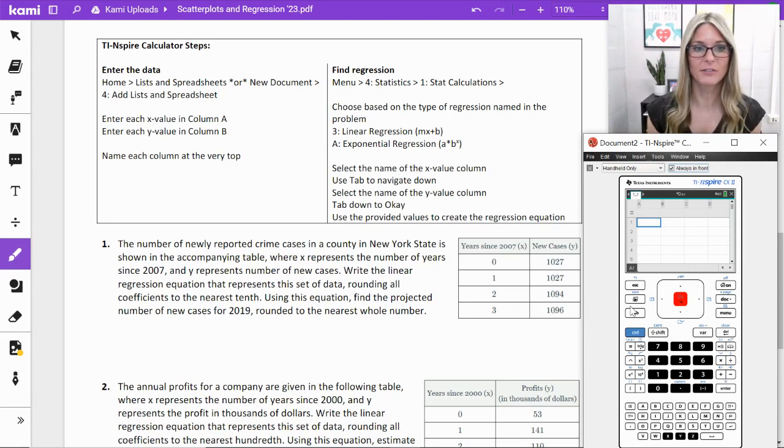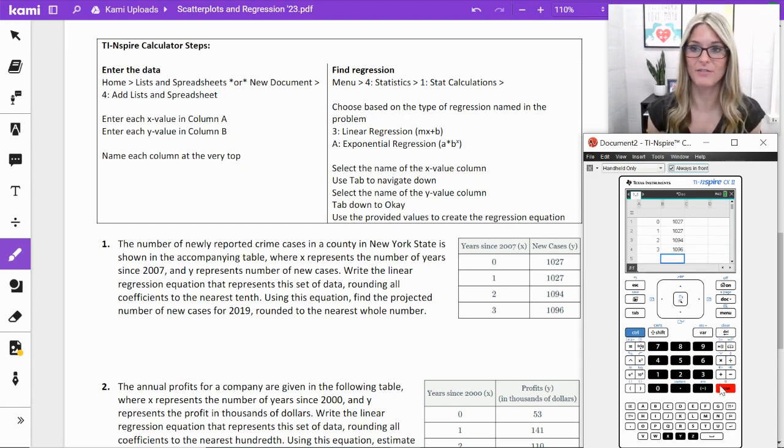So we're going to enter each X value into column A. So let's put in 0. And again, we'll make this bigger, I promise. 1, 2, 3. Column A. Arrowing over, let's enter all of our Y values into column B. 1,027, another 1,027, 1,094, and 1,096.